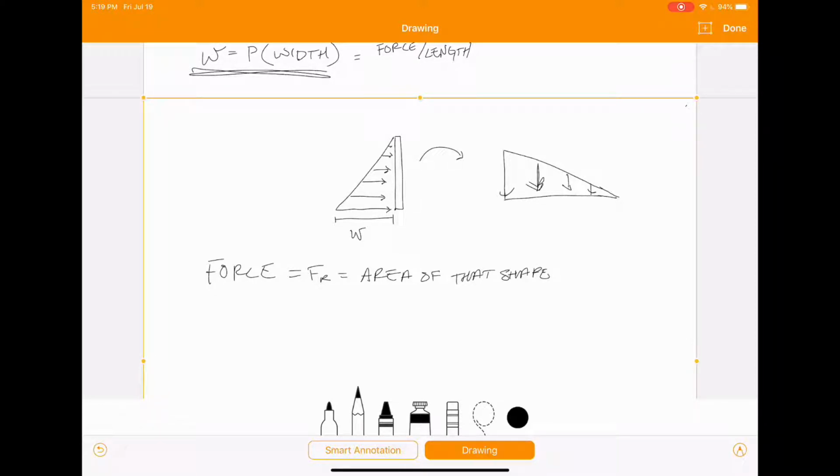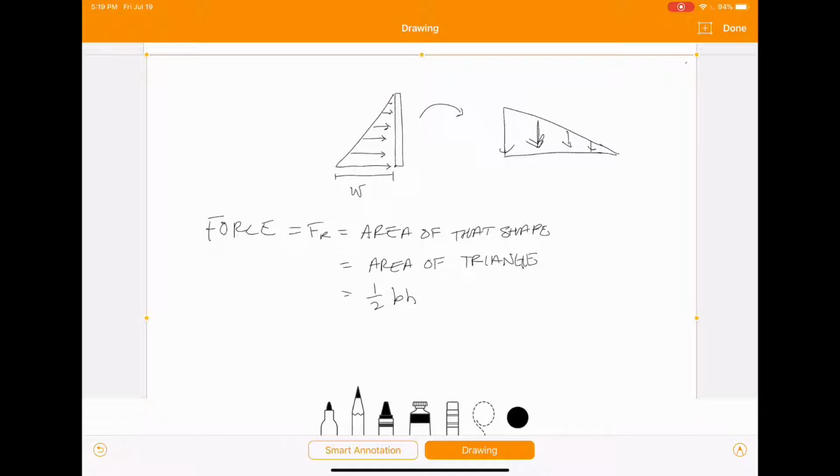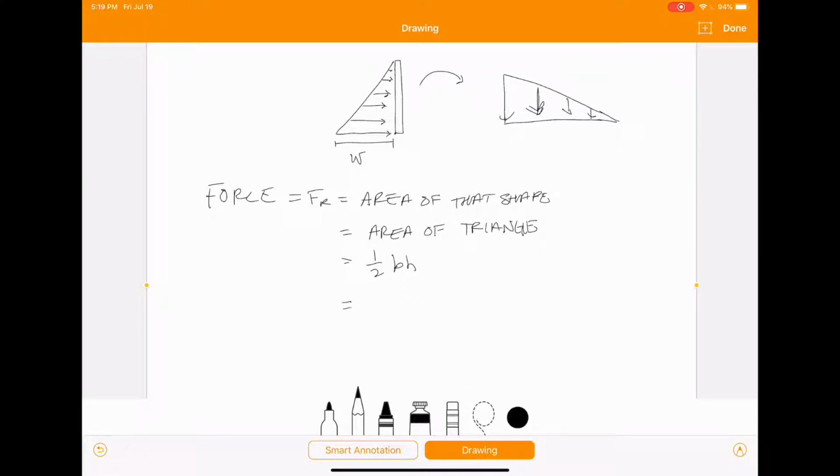So for us, we have a triangle. So it's going to be the area of a triangle, which is 1/2 base times height. And so we know 1/2, and our base in this case is going to be our omega, and the height of our triangle is going to be the length of that gate or that wall or that dam or whatever object that you're looking at.